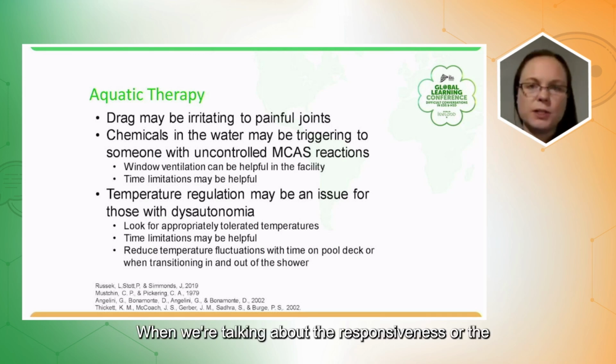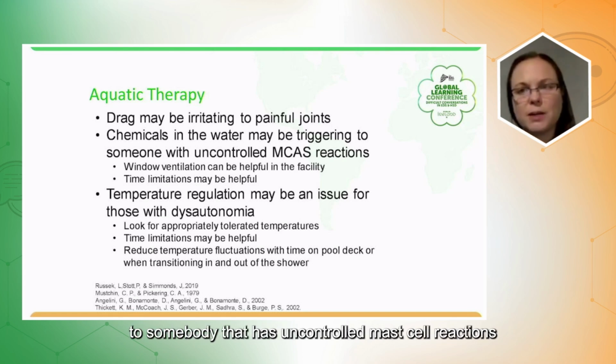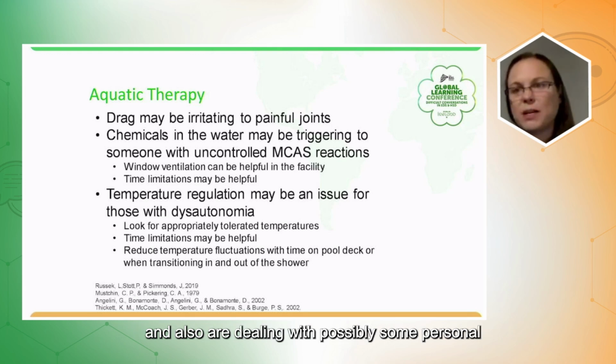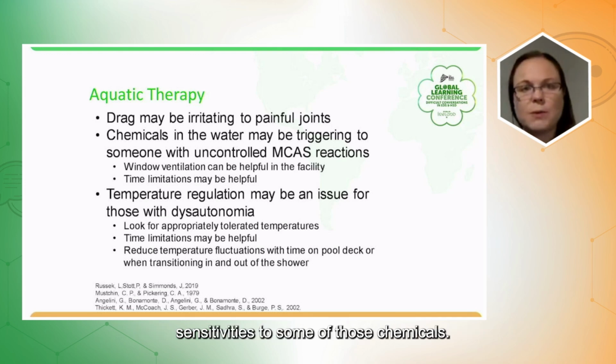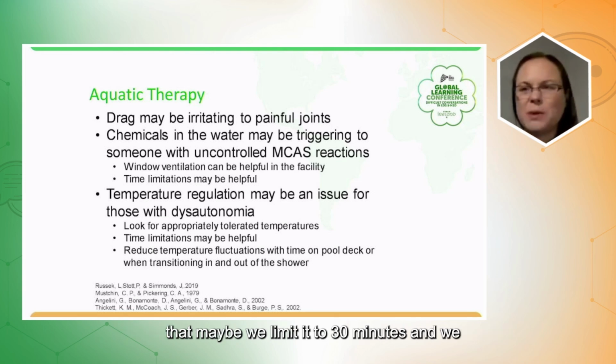When we're talking about the responsiveness or the reactivity, we have to consider the chemicals in the water, because those can be actually triggering to somebody that has uncontrolled mast cell reactions and also are dealing with possibly some personal sensitivities to some of those chemicals. So, we can think about window ventilation. Are we getting enough air in and out? Is there good airflow? That could be helpful. And then time limitations, especially.